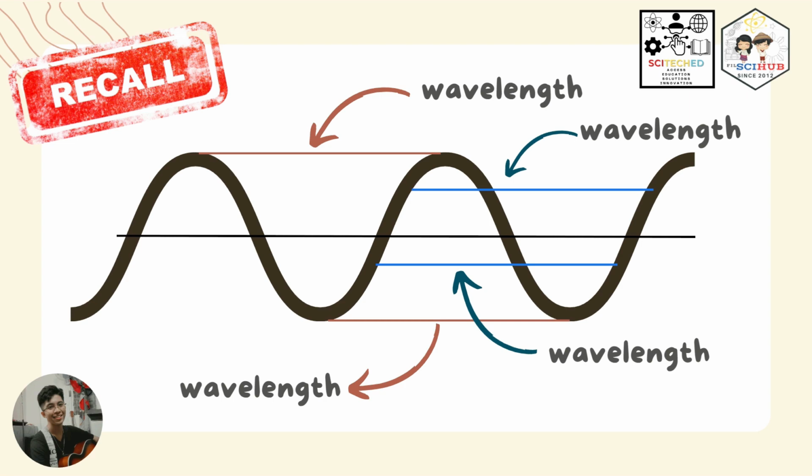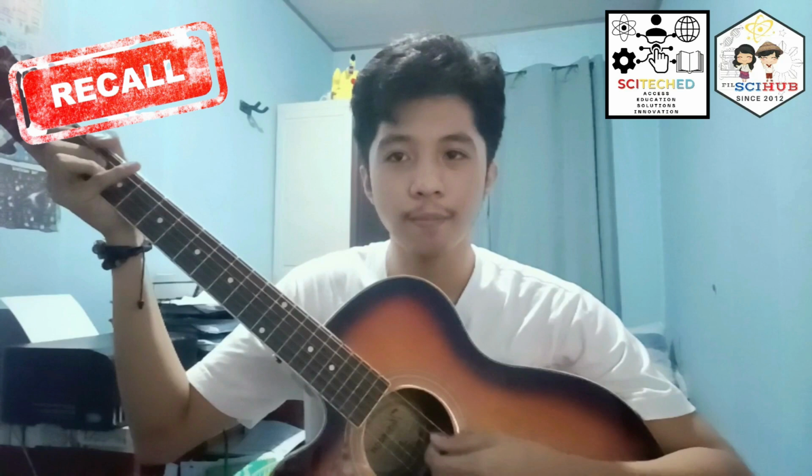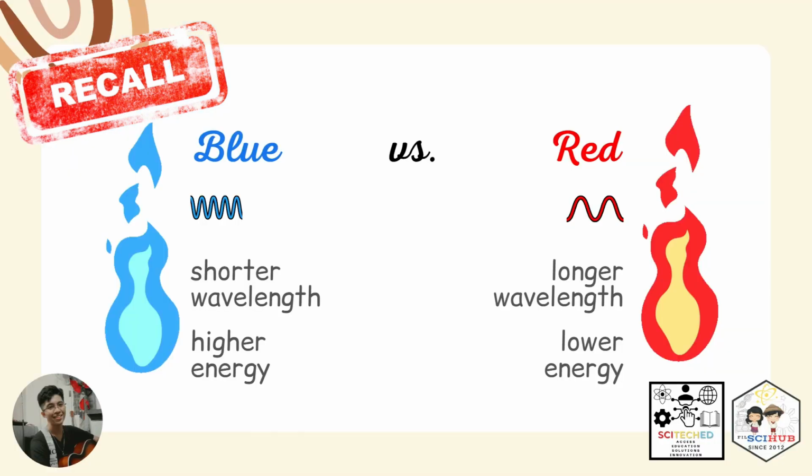Finally, we looked into the waves as carriers of energy, which we will expound more in this lesson. In our example of me playing the guitar, we say that the amplitude of a wave is directly proportional to the energy associated with the wave. Moreover, in our example of red light versus blue light, we say that the wavelength of a wave is inversely proportional to the energy associated with the wave.